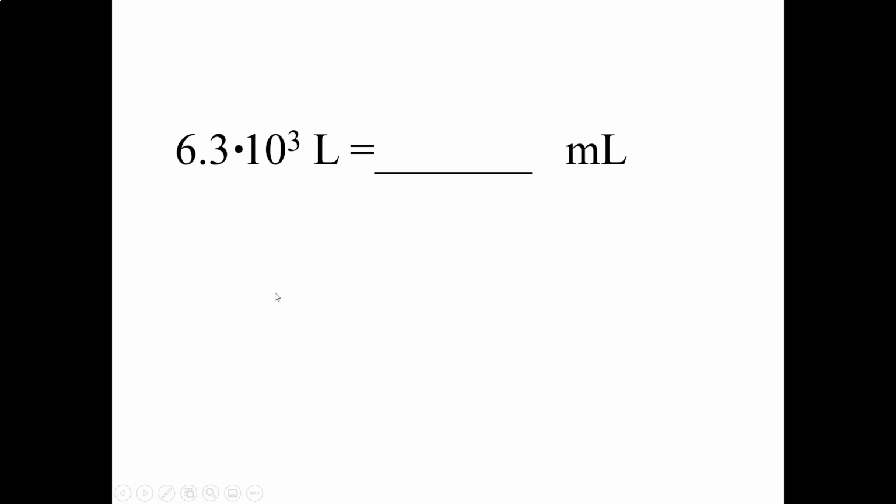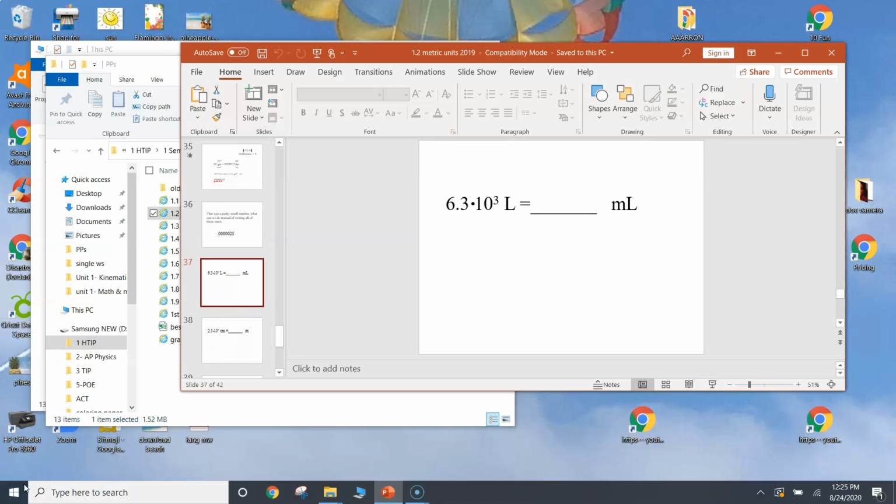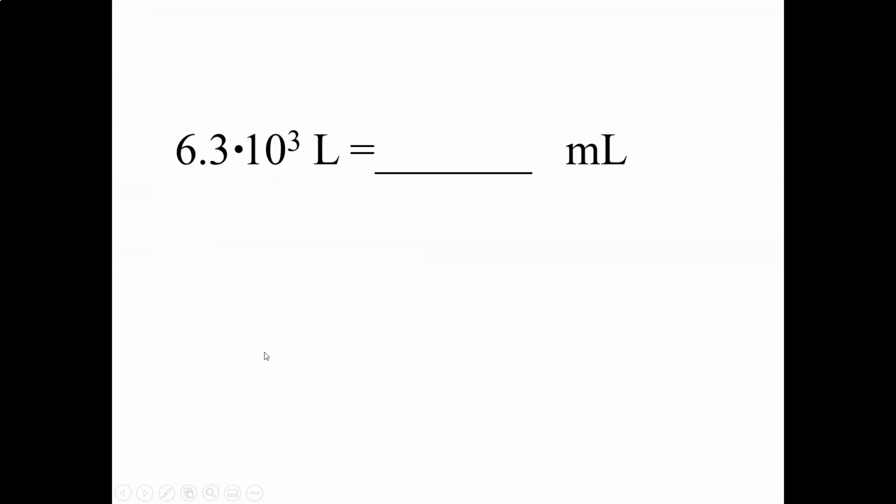We'll go through a few examples. So what we're going to do is just like we did before. We're going to write the prefix value above the prefix. So liters, since there's no prefix, we're going to write 10 to the 0. And above milli, we're going to write 10 to the minus third. Okay. So how many hops on our number line is that going to make? That's going to take 3 hops.